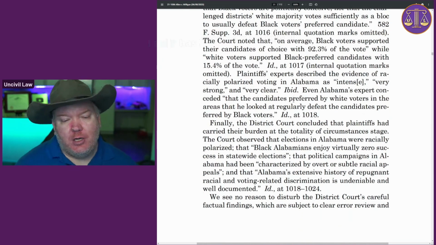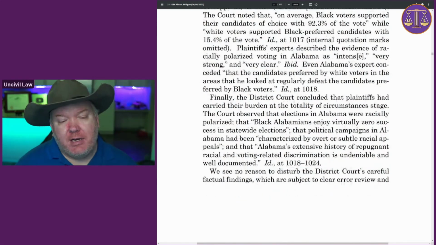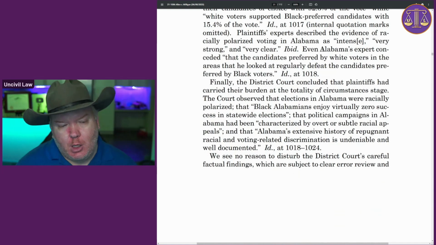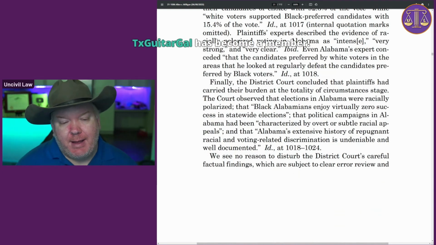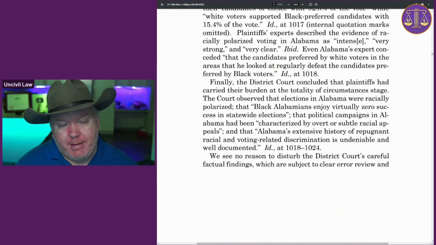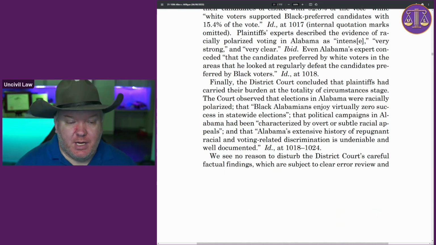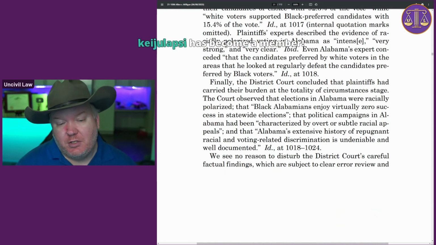Finally, the district court concluded that plaintiffs had carried their burdens at the totality of circumstances stage. The court observed that elections in Alabama were racially polarized. Black Alabamians enjoy virtually zero success in statewide elections. Political campaigns in Alabama have been characterized by overt or subtle racial appeals. And Alabama's extensive history of repugnant racial and voting discrimination is undeniable and well documented.